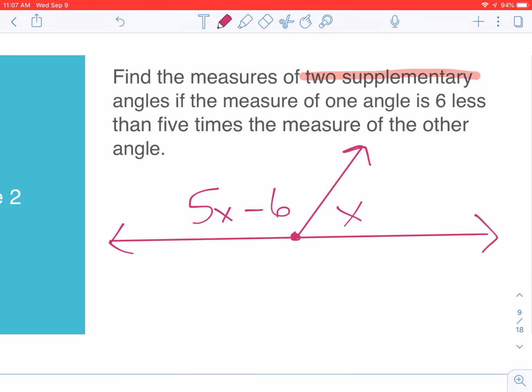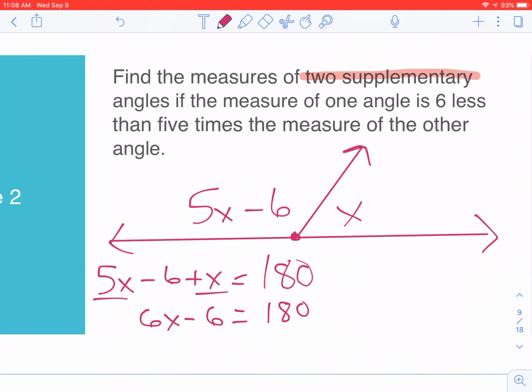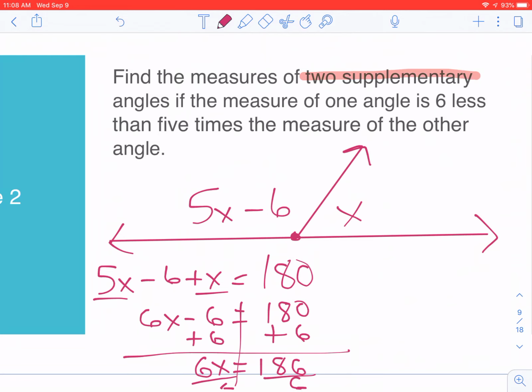I'm going to find the measures of both angles. Well, what do these add up to? 5x minus 6 plus x equals 180. Whenever I see this picture, I add them up to equal 180. Combine like terms, 6x minus 6 equals 180. Add 6 to both sides. 6x equals 186. Divide both sides by 6. Sorry, you can't really see that. X equals, calculator time, 31.